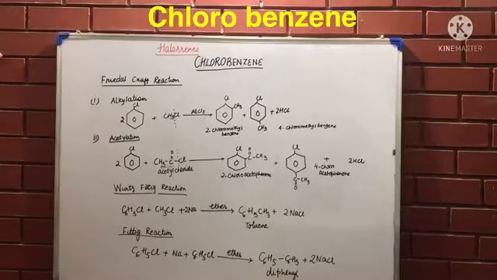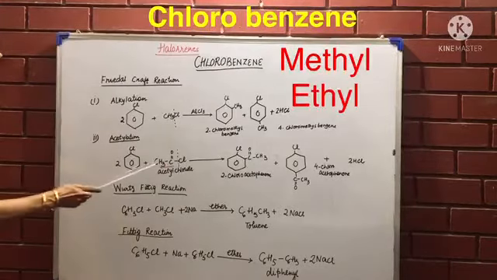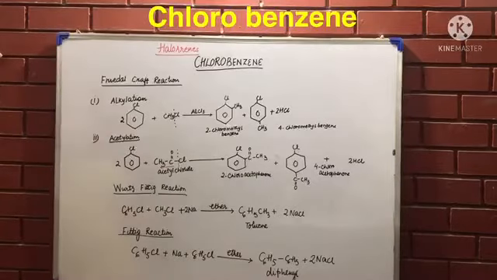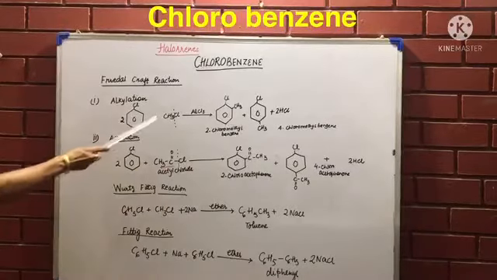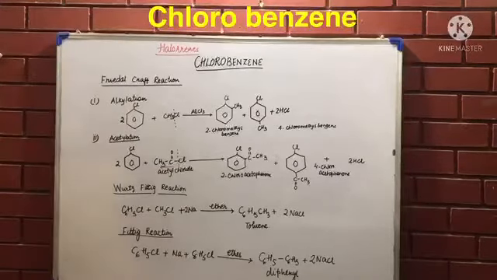Now the next reaction is called Friedel-Crafts reaction. Friedel-Crafts reaction can be of two types. One is called alkylation, the other is called acetylation. Alkylation means an alkyl group, CH3, C2H5, any such group will get attached. Acetylation means COCH3 will get attached. So in the first one, I have written CH3Cl, and CH3 gets attached at the ortho position and also at the para position. So two products are formed.